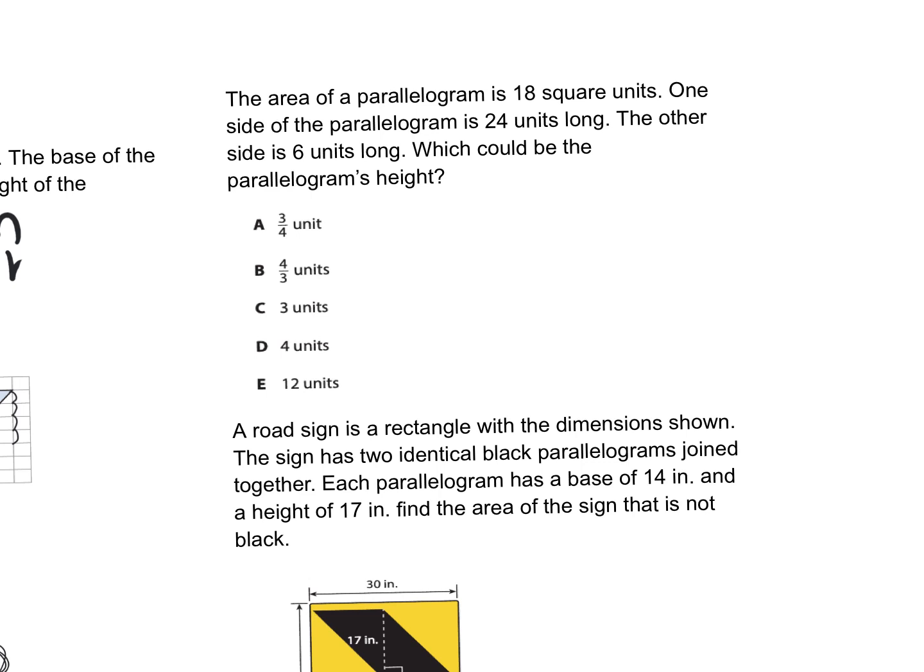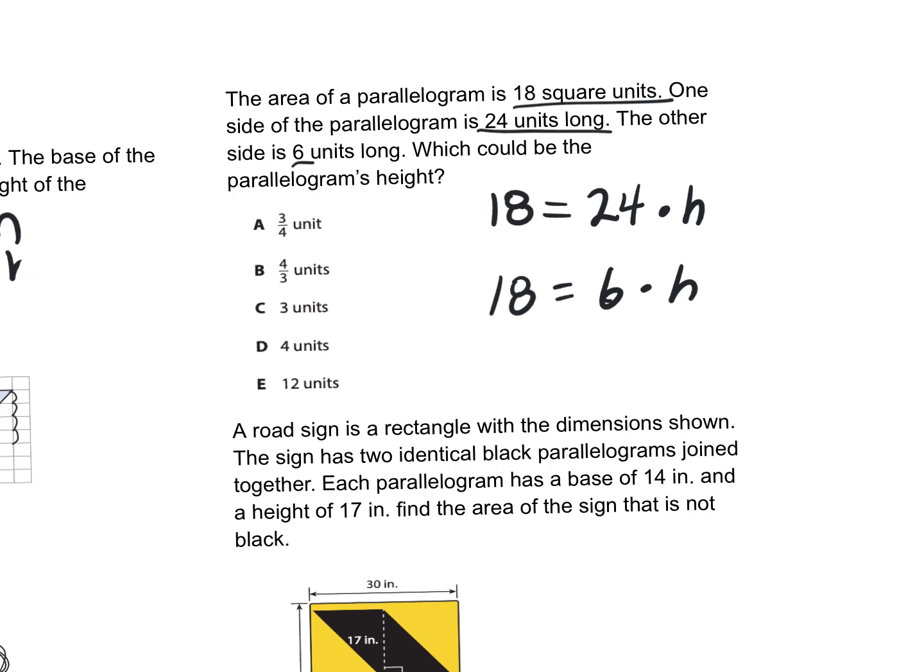Okay, to find the area of this parallelogram, we need to write the formula. We know that it is 18. So we have to say 18 equals, and it's either going to be 24 times h, or it's going to be 18 equals 6 times h, because it tells us that this parallelogram has sides that measure 24 or 6 units long, and it doesn't tell us if it's the height or the base. So we have to multiply each one of these options in for h.